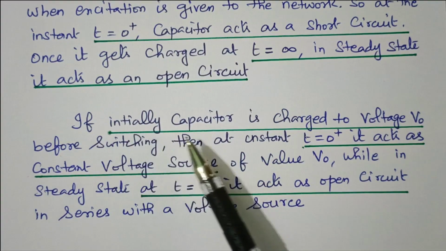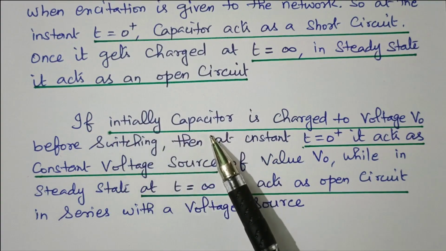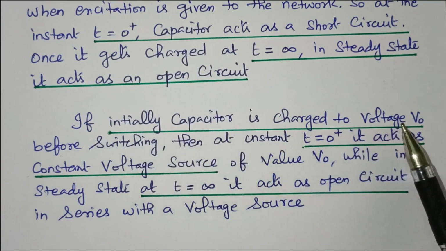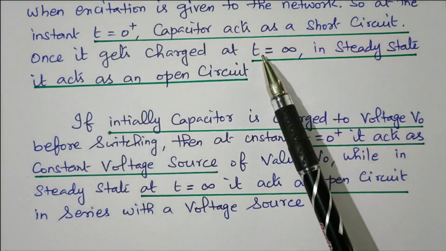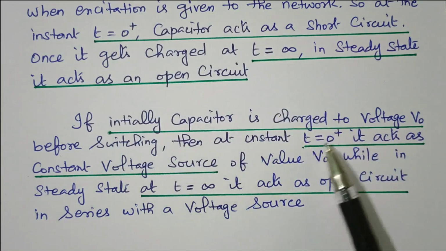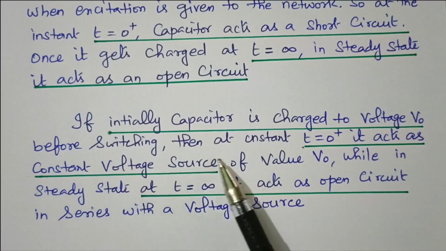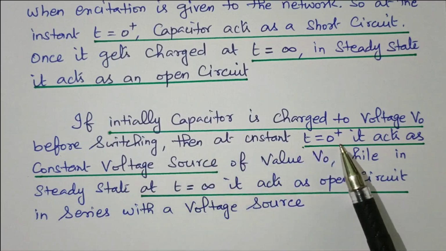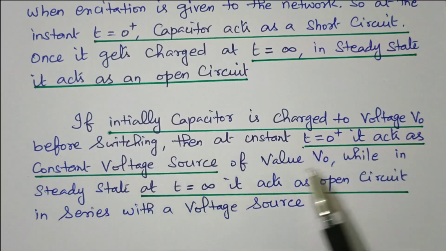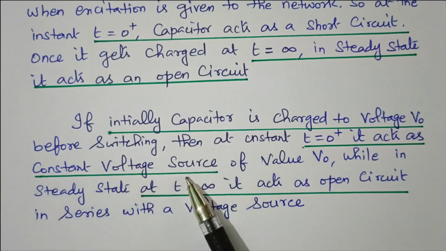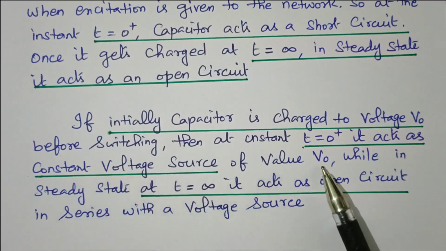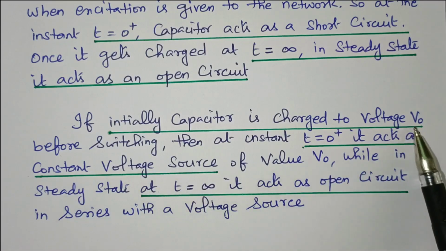If initially the capacitor is charged to the voltage V0, earlier uncharged, but this one initially charged before switching, then at the instant 0 plus, meaning after switching, it acts as a constant voltage source because charge is already available, and it will start discharging. So it acts as a constant voltage source of value V0, right? The capacitor is already charged at V0.